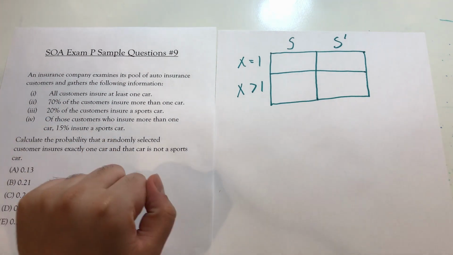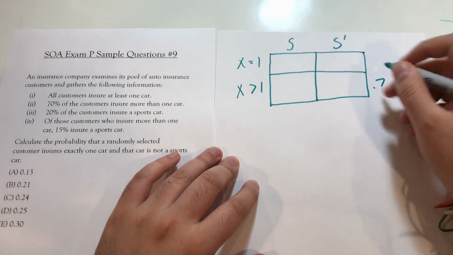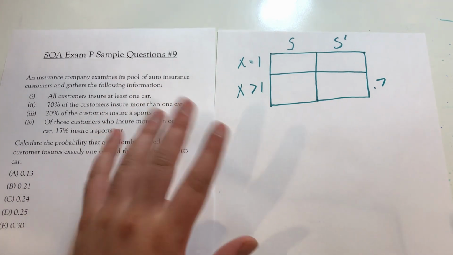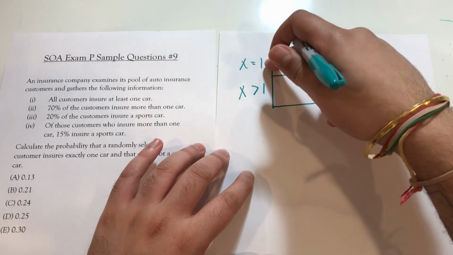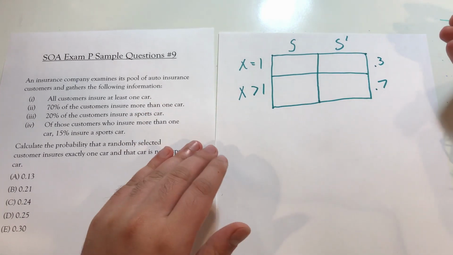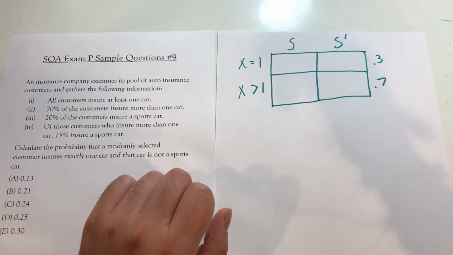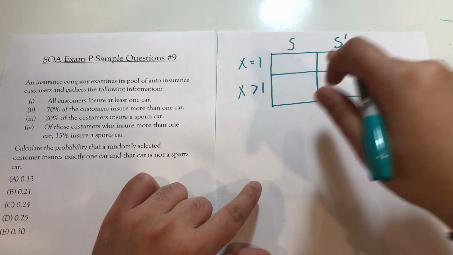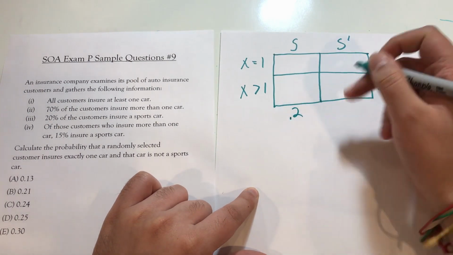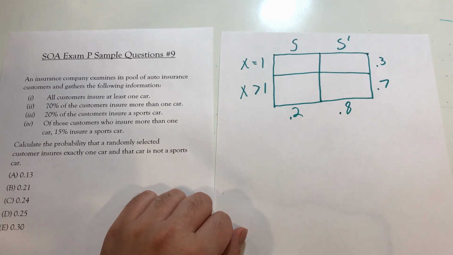It states 70% of customers insure more than one car. So this is going to be 0.7 here, right? That's what this row should add up to. And this would imply that this row should be 0.3 because everyone owns a car and it's either you own exactly one or more than one. And the total probability should add up to 1. Similarly, 20% of customers insure a sports car. It's 0.2. That would imply that 80% do not insure a sports car.